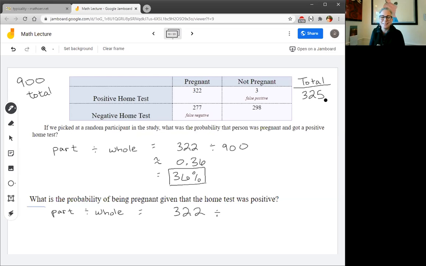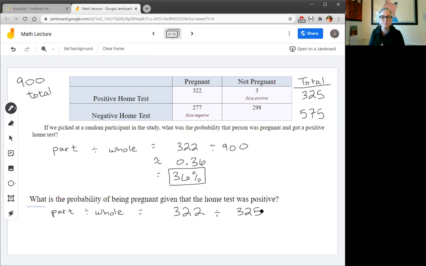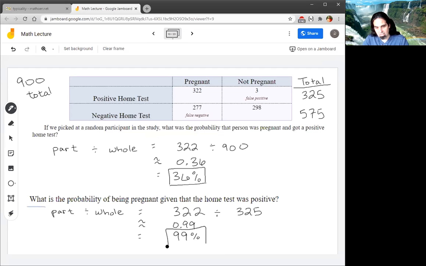Thank you for the help. Your courage is appreciated. Okay, so the whole for the pregnancy test being positive is the 325. So 322 divided by 325 is 99%. So as you can see, just looking at the top row, there aren't very many false positives. If it says positive, it's pretty good at knowing that that's really true.